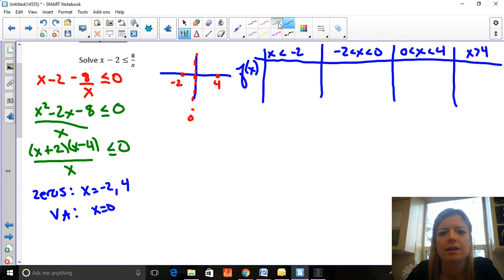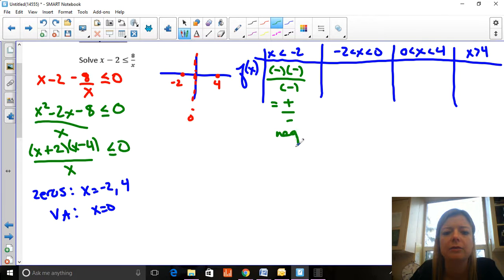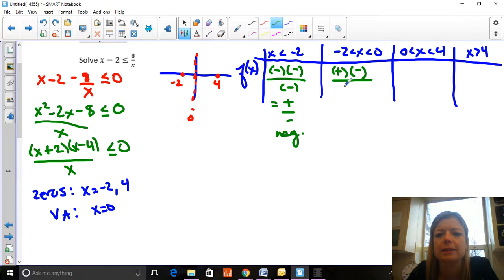Less than -2, on the top, x plus 2 will be negative, x minus 4 will be negative, and my denominator will be negative. So that gives me a positive divided by a negative, so this is a negative interval. Between -2 and 0, x plus 2 would become positive, x minus 4 is still negative, and x is negative. So in this case, I would have a negative over a negative, which is a positive.